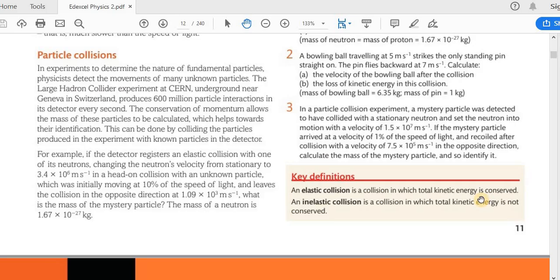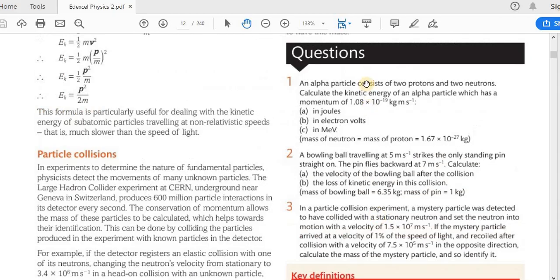That means the kinetic energy of all the particles before collision should be equal to the kinetic energy of all those particles after collision. That's what we mean by total kinetic energy is conserved. Conserved means what is before is the same as what is after. And if it's an inelastic collision, then it is not conserved.